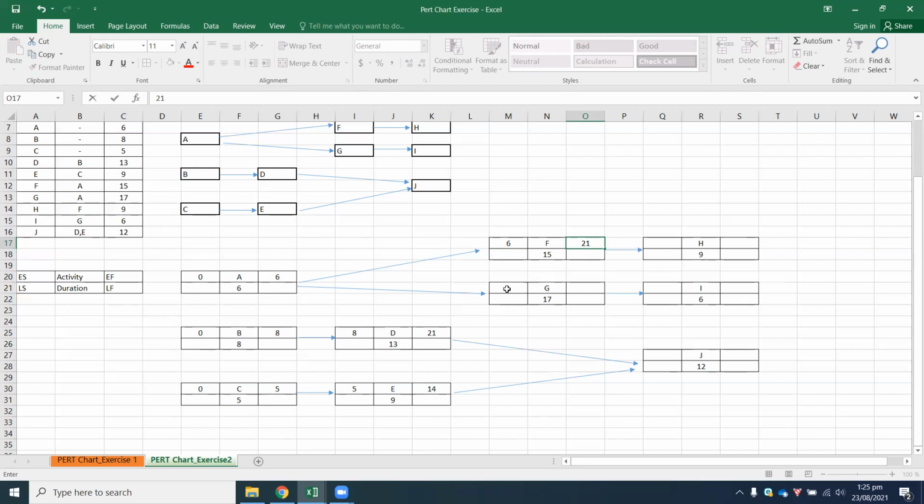Now activity F and G, their predecessor is activity A. So the early finish from activity A was 6. So the early start for both those activities is going to be 6. So activity F, 6 plus 15 gives you a value of 21. And activity G, 6 plus 17 gives a value of 23, which is correct so far.